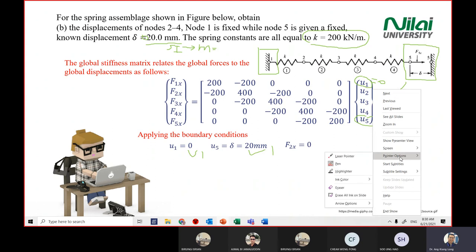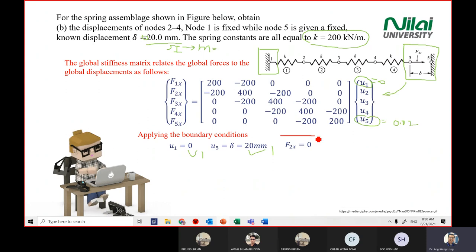Now, what is interesting is that most students will stop here because they don't know how to proceed. There's one hidden information in the question. At point number two, there's no external force and it connects point one and point two. Since this point is free to move in the x direction, there's no external force there. There's an internal force if you look at the element itself. However, when you look at the global scale, capital F, there's no force at point number two. Same with point number three.